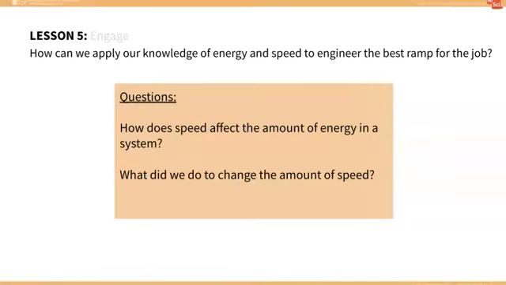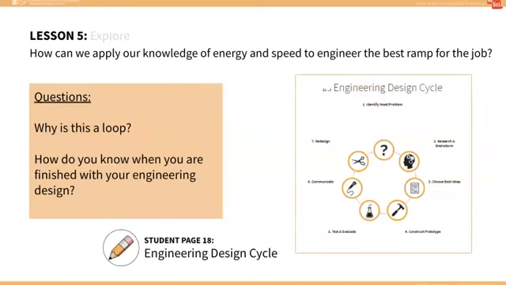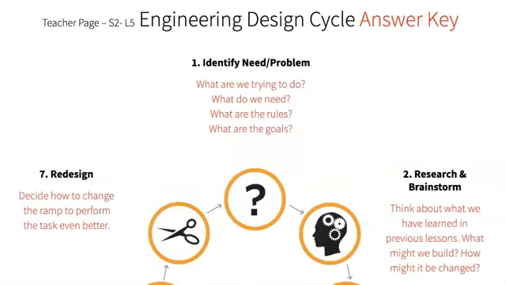In the Engage portion of this lesson, discuss these question prompts with the class. Allow students to turn and talk, then share a few answers to the whole class. Tell students that today you will use what we have learned in previous lessons to control the amount of energy that is produced. In the Explore portion of this lesson, students will complete the Ramp Design Challenge by using the Engineering Design Cycle on student page 18.